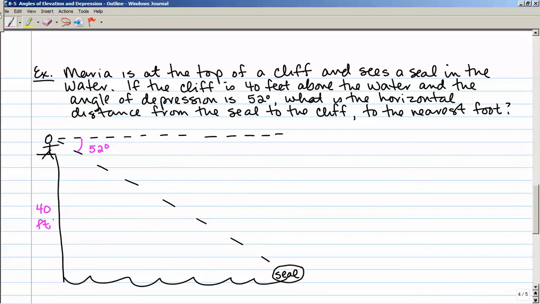Some other measures that we have, we know that the cliff is 40 feet above the water, so that's 40 feet, okay, and we need to find, let's see, what is the horizontal distance from the seal to the base of the cliff. So basically this right here.